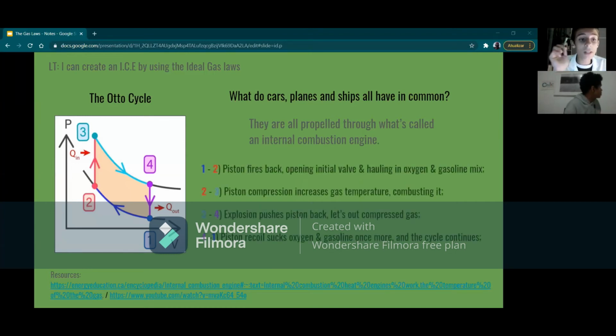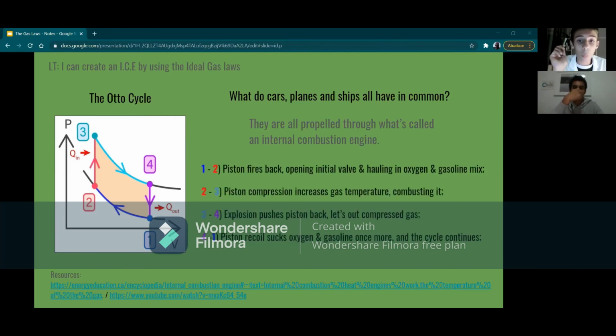From the first to second phase, the piston in the engine fires back, opening the initial valve and hauling in the oxygen and gasoline mix. From the second to third phase, the piston compresses and increases the gas temperature, which, along with the ignition that creates a spark, combusts the oxygen and gasoline mix. From the third to fourth phase, the explosion pushes the piston back, letting out the compressed gas. And from fourth to first phase again, the piston recoil sucks oxygen and gasoline in once more, continuing the cycle.